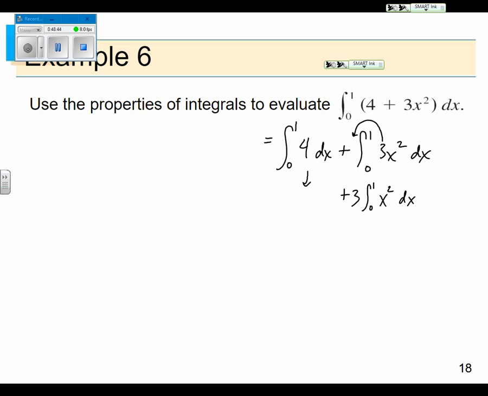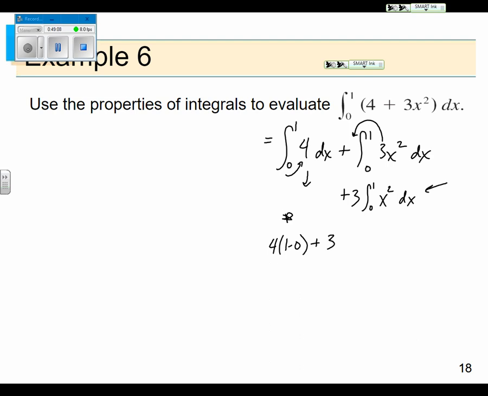Okay, so property 1 on the last slide says if I'm taking the integral of a constant, then I just have to do the constant times the difference of the endpoints. You just have to trust me on that for now. Have that written down somewhere in your notes. I will be able to prove that a lot easier come next week.